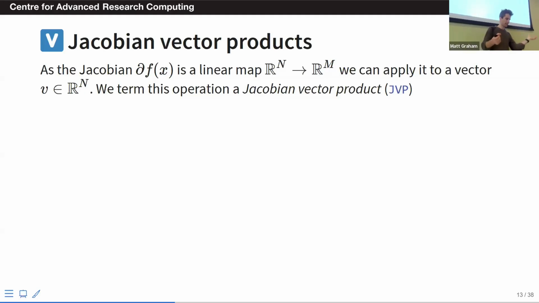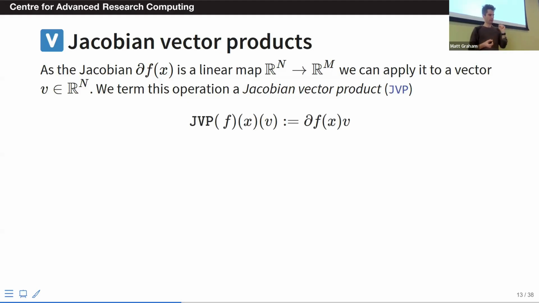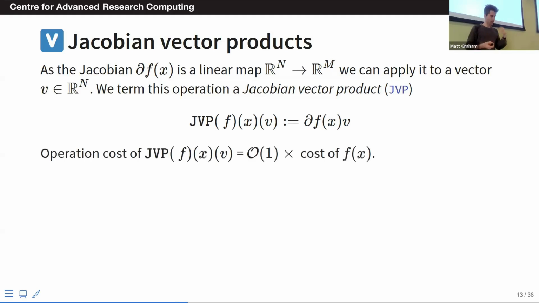So the Jacobian, this matrix or function which gives us a matrix of partial derivatives, we can think of it as a linear map from the input space to the output space of our function, and we can apply it to a vector within our input space. This is the operation we'll term a Jacobian vector product. So we apply this JVP operation to a function at a point with a vector, and that's just the matrix vector product between the Jacobian and that vector.